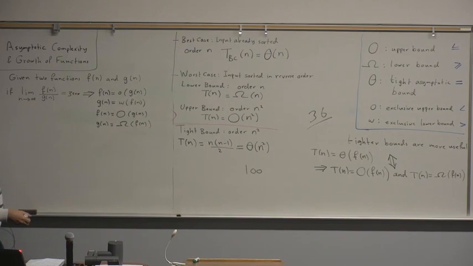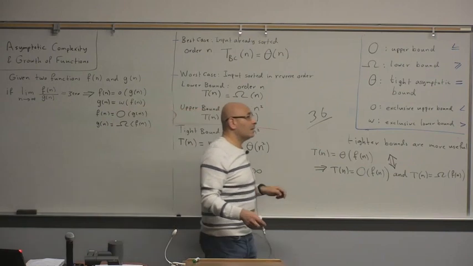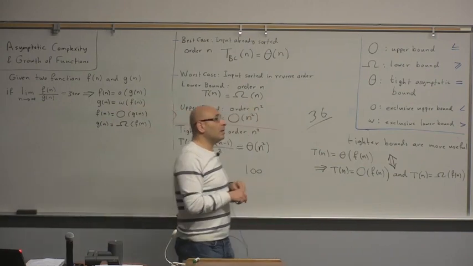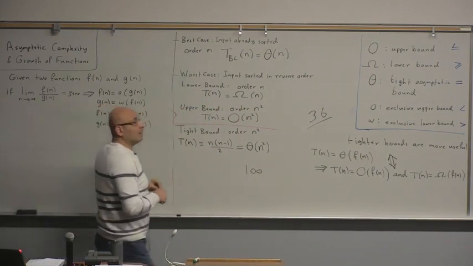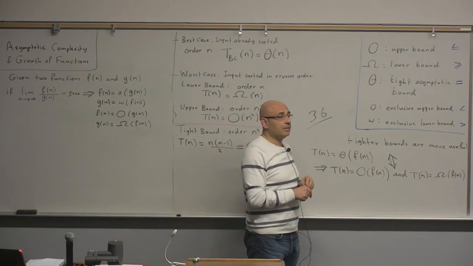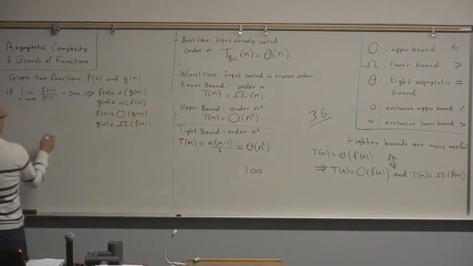Wouldn't that equal 1 if they're equal? If they are equal, it wouldn't be 0. It would be 1, the limit will be 1. Yes. If they are equal, the limit will be a constant. And in that case, the relation will be what? Theta. Yeah. So if the limit is 0, we get this.